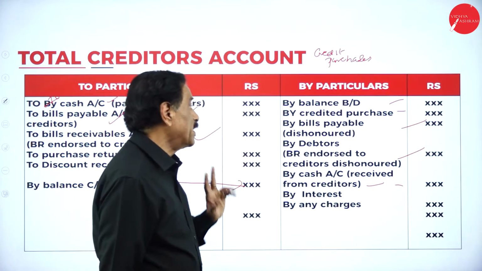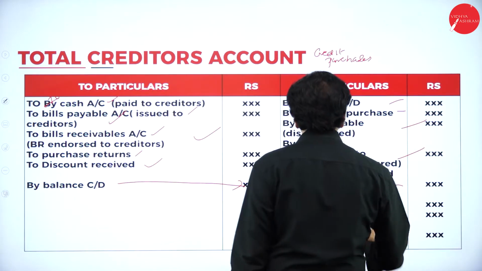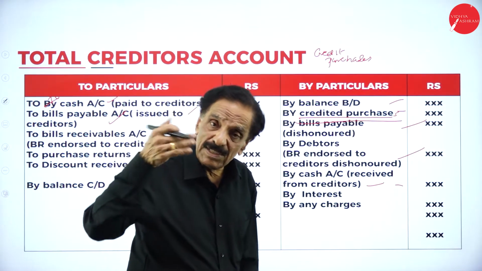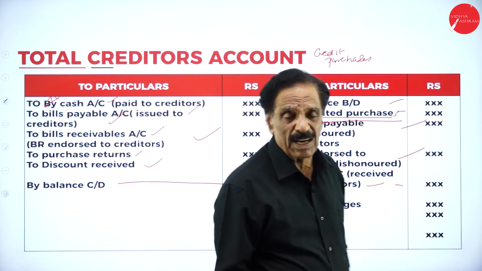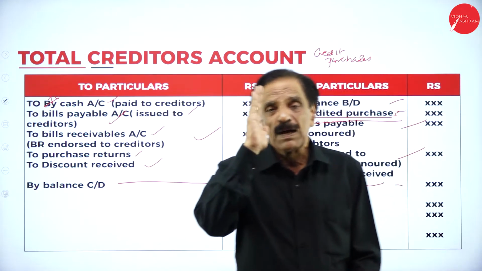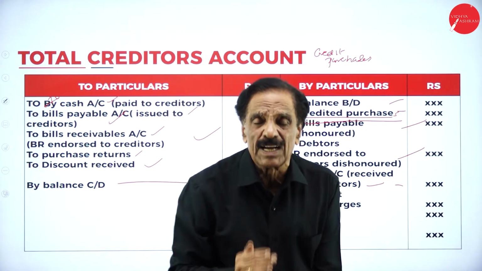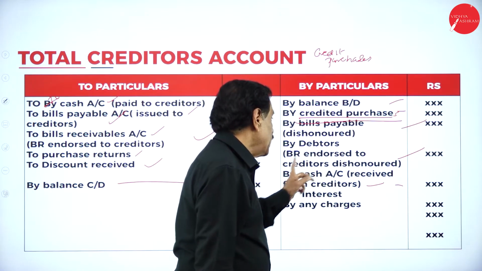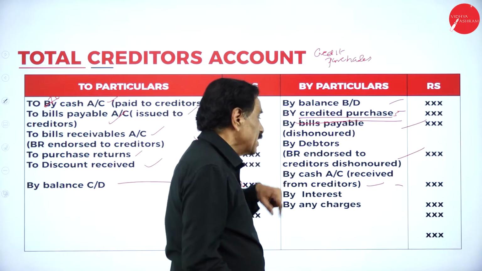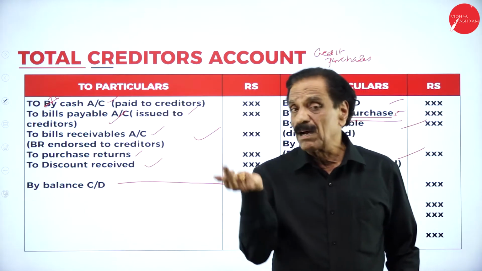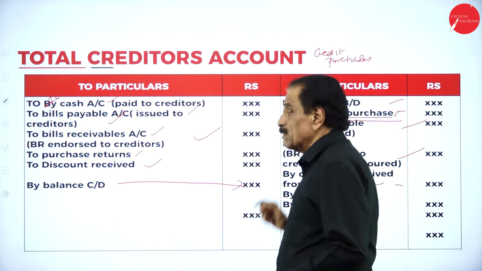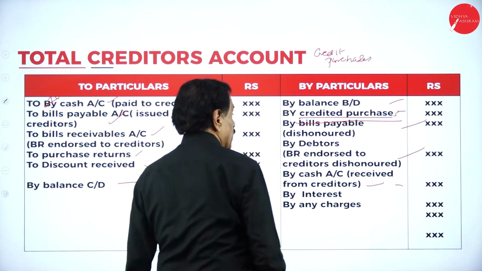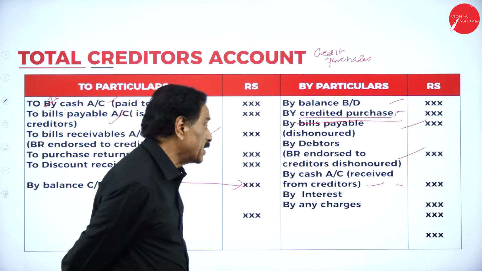If the closing creditor is given, the difference is the credit purchases. If the credit purchases are given, the difference is the closing creditor. What is the common entry? I will tell you. By balance brought down, opening creditor. By credit purchases. This is common. Then, by debtor, BR endorsed to creditor, dishonored. By debtor, the entry passed is debtor account to creditor account, BR endorsed to creditor, dishonored.